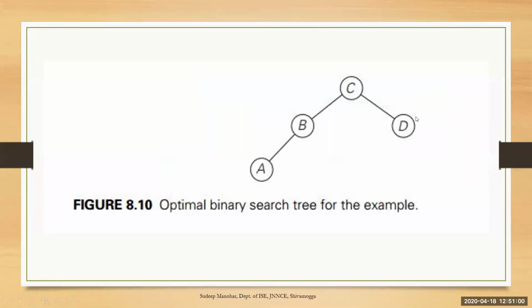Now, to the right of C, that means in the series A, B, C, and D, to the right of C, how many nodes are there? Only one node, D. And D should always come to the right of C because it's a binary search tree. D is greater than C, so it should come to the right. So directly you can make D the right subtree. When you come to the left subtree of C, how many nodes are there? Two nodes, A and B.